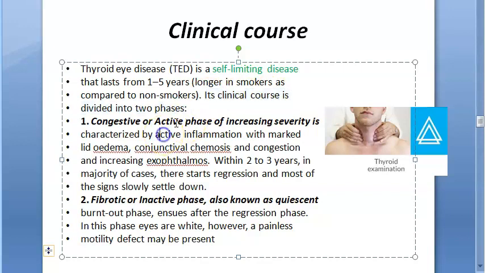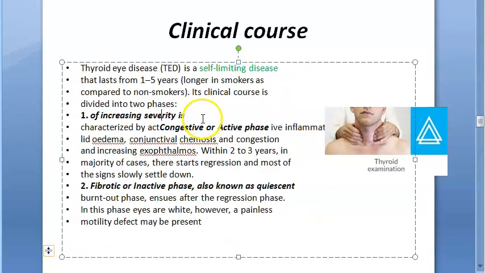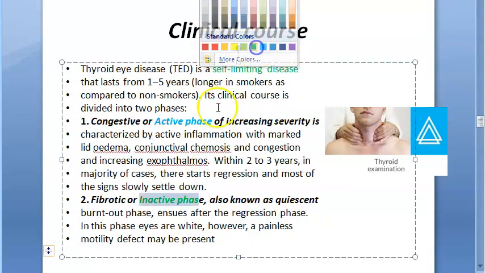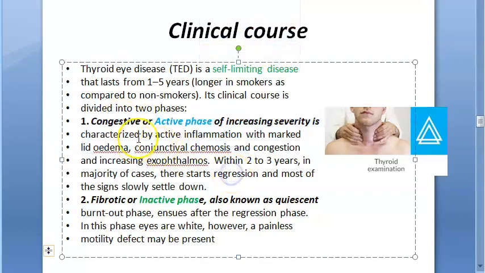Clinical course is divided into 2 phases. Active phase and inactive phase. So what is this active phase? Increasing severity, active inflammation, edema, conjunctival chemosis, exophthalmos, increasing. Everything is increasing. But then it starts regressing. Then there is fibrotic or inactive phase, quiescent, burnt out phase, the regression phase. So in between these two, what will be there? There will be regression.